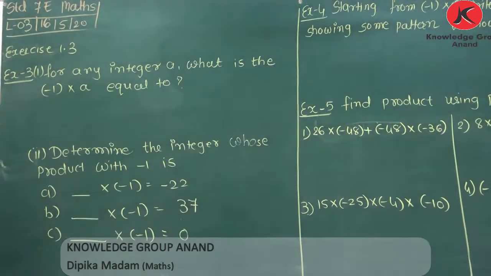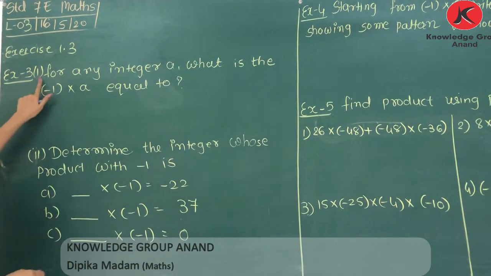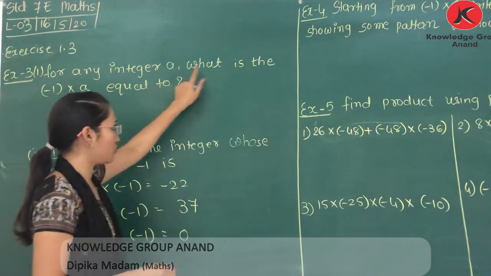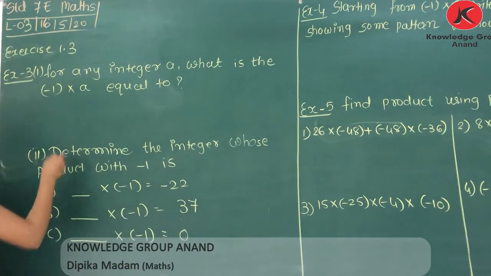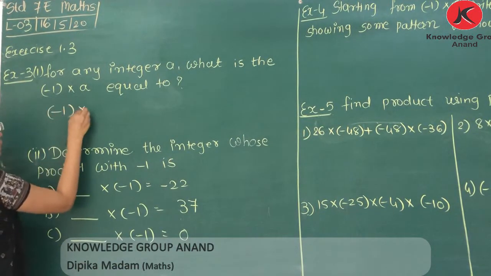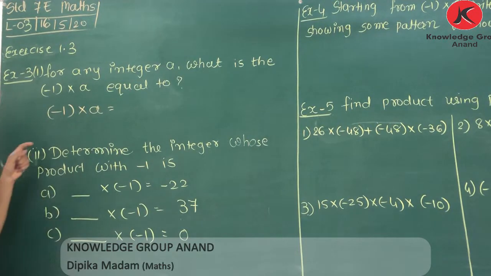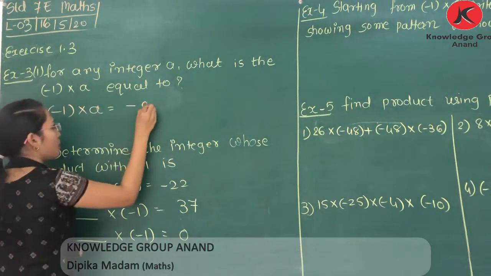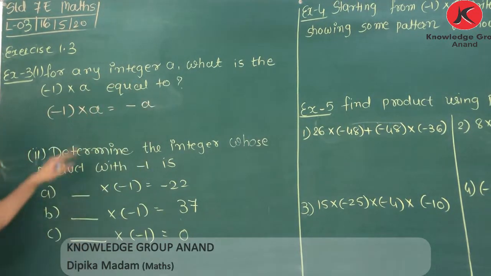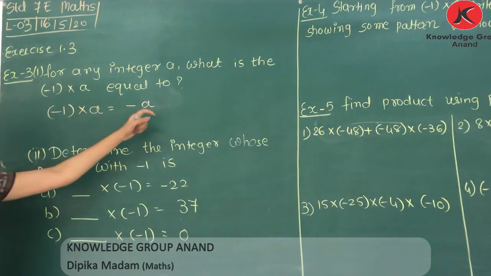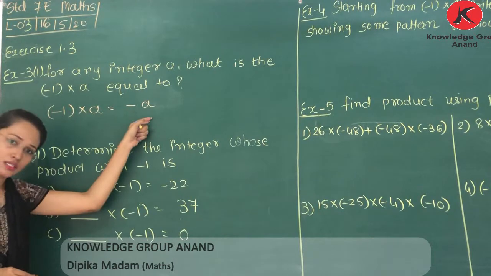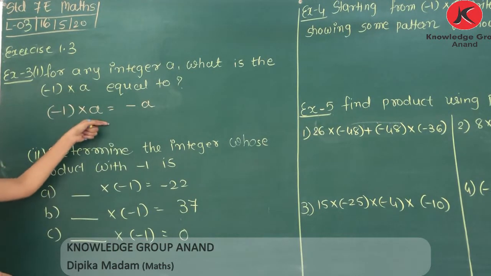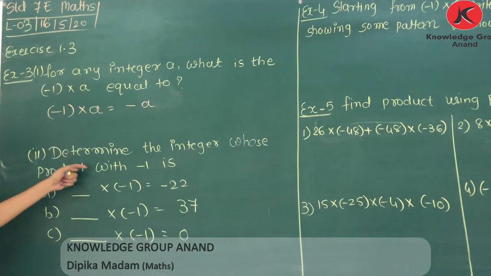Example 3 of exercise 1.3, first part: for any integer a, what is minus a multiplied by a equal to? If we multiply any integer with negative 1, then it is minus a. If I multiply any integer by -1, what answer comes? -1. Why? Because there is one negative sign, so the answer is negative. So from this you need to find the second part.